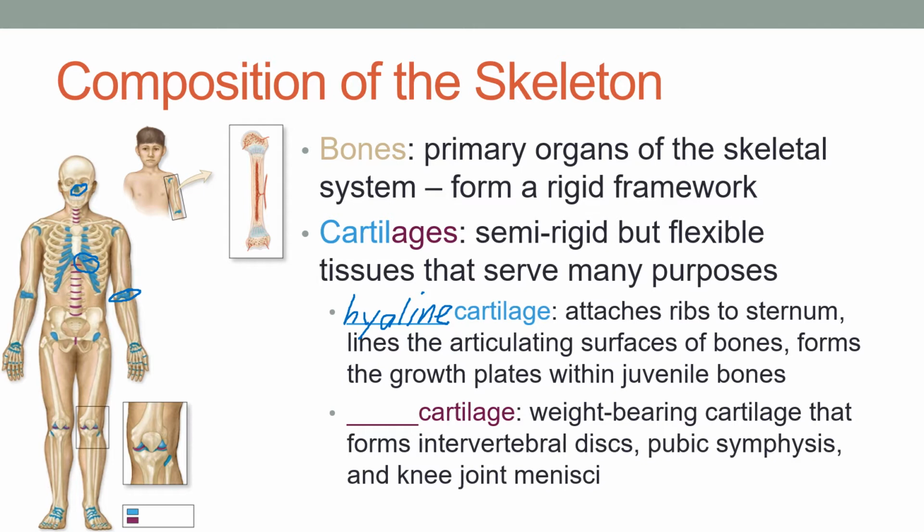The other kind of cartilage is called fibrous, or sometimes just fibrocartilage. Fibrous cartilage is interwoven with collagen fibers, and so it is a weight-bearing cartilage. You'll find this cartilage here on the skeleton in the intervertebral discs and in the pubic symphysis between the two pubic bones, where a lot of your weight comes together, and the two menisci of the knee joint have a high degree of fibrous cartilage in them.